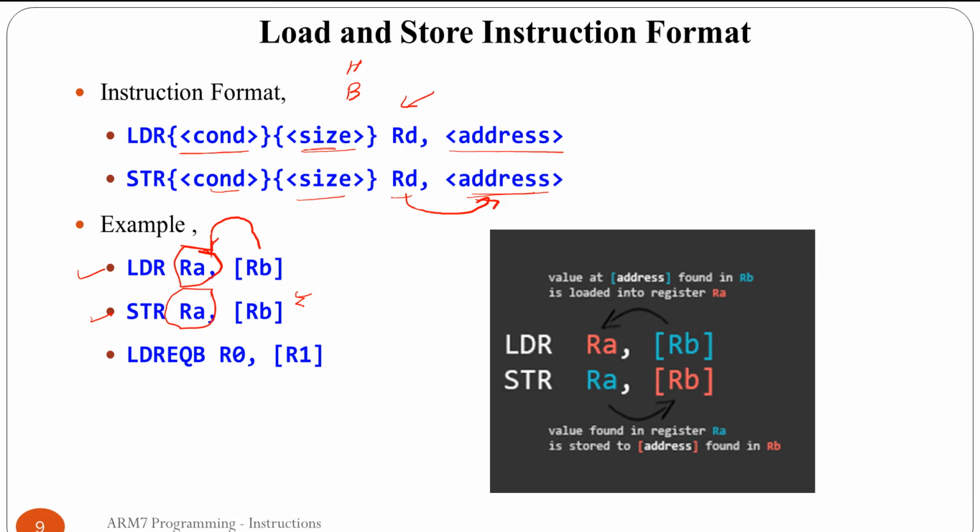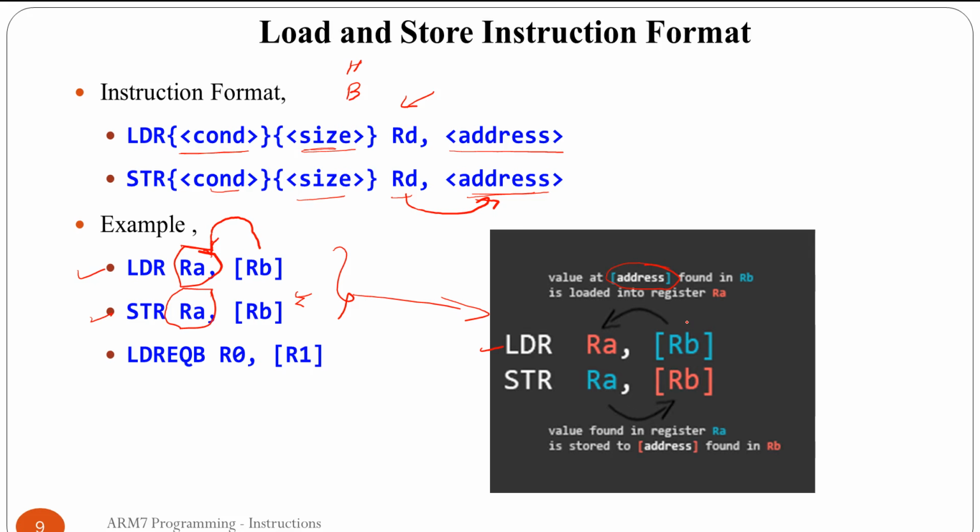Okay, then in more detail we can see this particular diagram. So here I have put one diagram. In this we are having LDR, that is load register. This particular instruction will work like this. RB will be considered as the address. Okay, so the value at the square bracket, here I have mentioned, will be considered as the address. Then it will be loaded into the register.